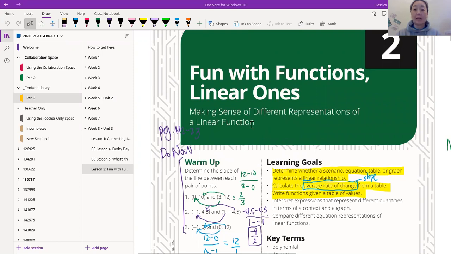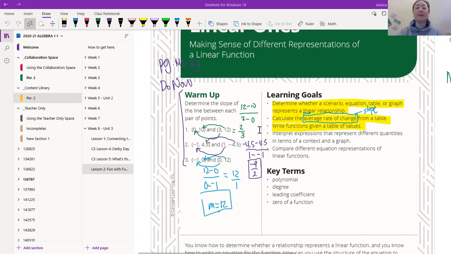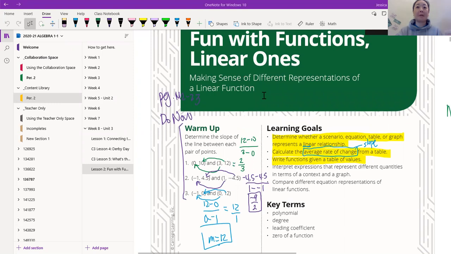This is our last lesson of the quarter. Well, there's day one. Today's day one. The next time will be day two. We're not finishing this lesson, but this will be the last lesson. Crazy, I know. So we're going to be making sense of different representations of a linear function.